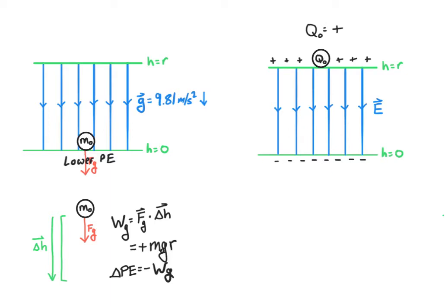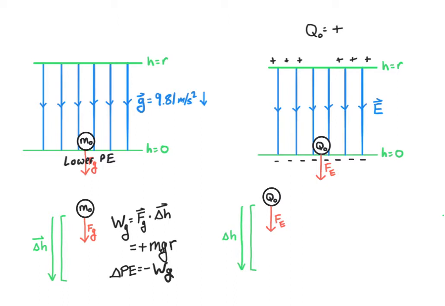Since the charge is positive, it's going to experience a force in the same direction as the electric field. And just like before, it will experience a downwards displacement. So far, this looks essentially identical to the case on the left with gravity, and that's because it really is. It's just a different kind of field, but it's doing exactly the same thing. So once again, let's actually calculate what the work done by the electric field is.